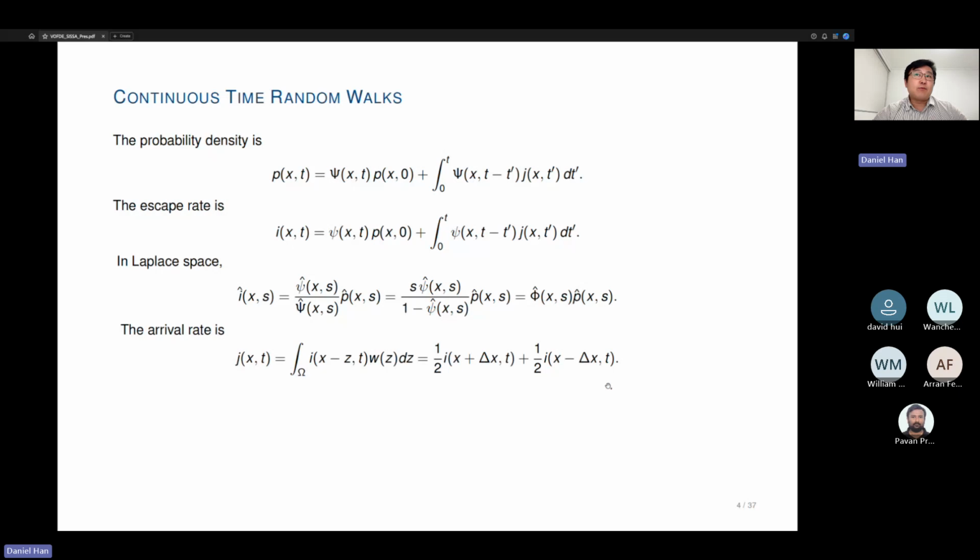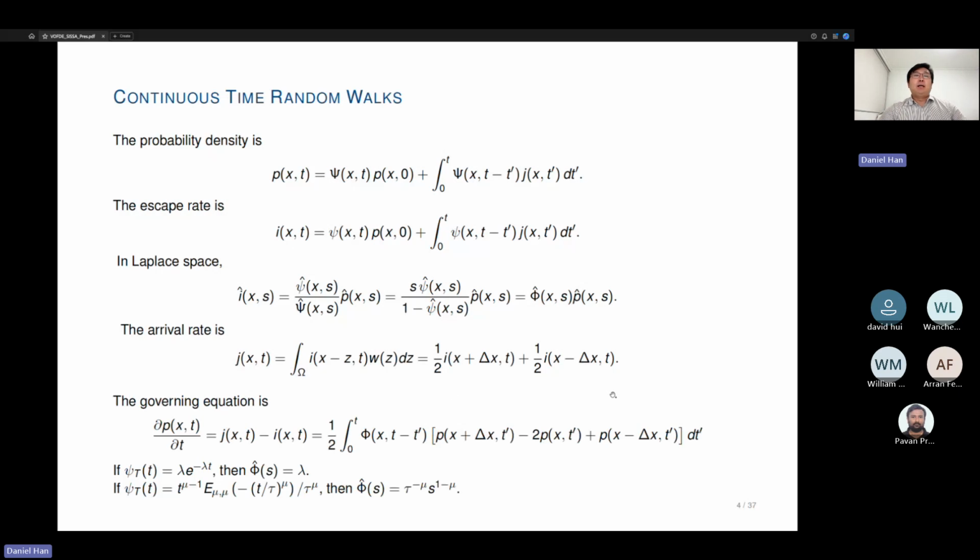And for now we'll define that specifically as the sum of two delta functions, which will then give me half escaping from the left and the right, both coming into x. So this is your typical unbiased random walk transition kernel.